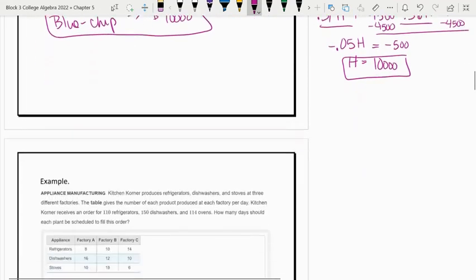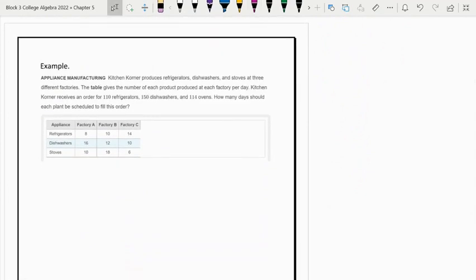All right, last one. Kitchen Corner produces refrigerators, dishwashers, and stoves at 3 different factories. The table gives the number of each product produced at each factory per day. Kitchen Corner receives an order for 110 refrigerators, 150 dishwashers, and 114 ovens. How many days should each plant be scheduled to fulfill this order?